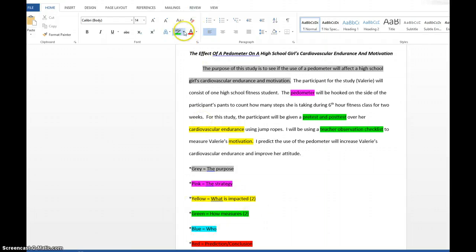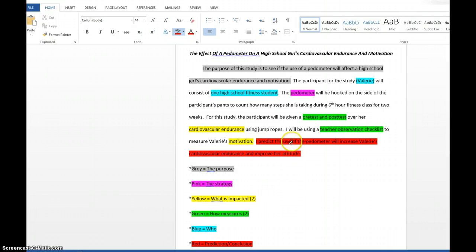For the blue, I'm going to go get my blue highlighter and I'm going to find the who. The who in my study is going to be Valerie. She's one high school fitness student. And my red is going to be my prediction. It's what I think is going to happen in my study, and it's always the last sentence of my abstract. Whoops, I got a little crazy there. Let's try that again. It's my whole last sentence.